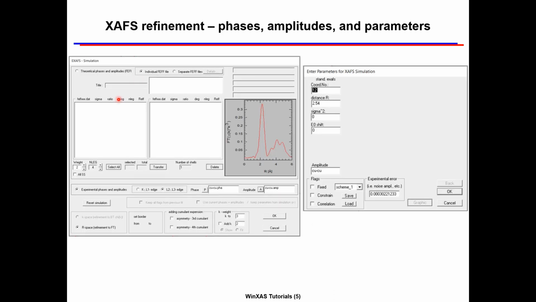The choice between using experimental or theoretical phases and amplitudes is being made in the EXAFS simulation box. Because experimental phases are mostly used for simulating or refining the first shell in the pseudo-radial distribution function, both selection of phases and setting starting parameters is easier with considerably less options to choose from. For instance, multiple scattering shells and the question of significant higher shells do not need to be considered.